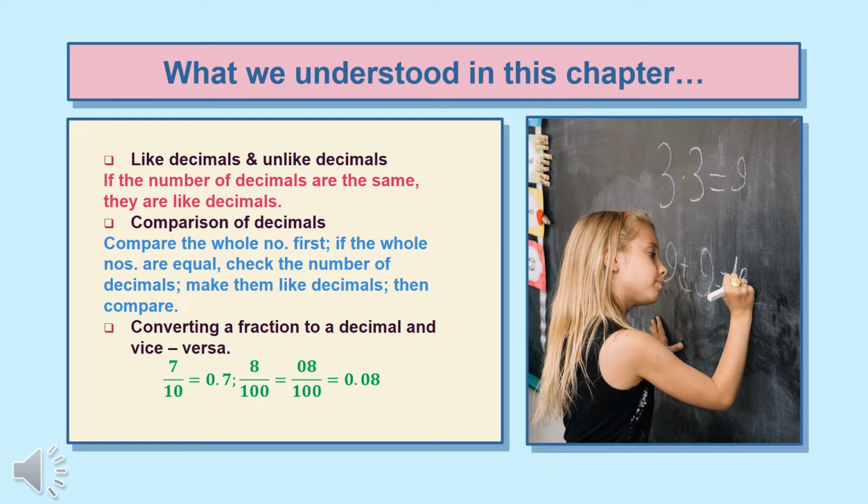That means 7 upon 10 can be written as 0.7, 8 upon 100 can be written as 0.08.